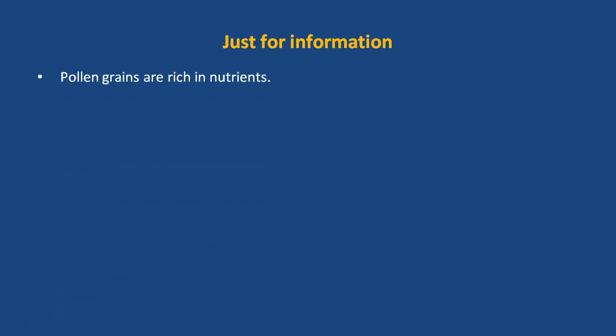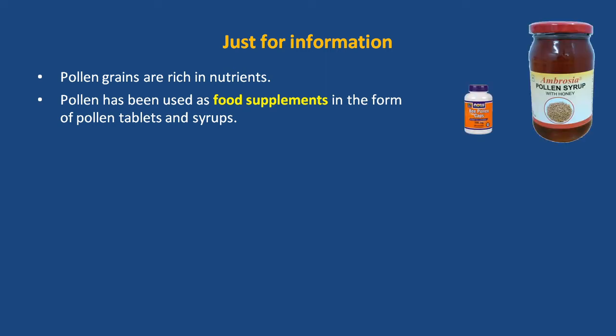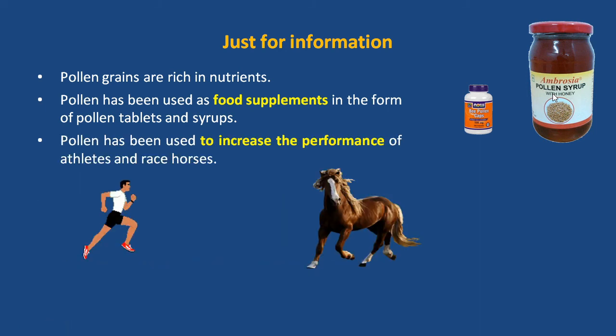Pollen grains are rich in nutrients. Because of the richness of nutrients, pollen grains have been used as food supplements in the form of pollen tablets or serum. Likewise, pollen grains are also used to increase the performance of athletes, sportsmen, and to increase the speed and performance of race horses. These are benefits, helpfulness of pollen grains.